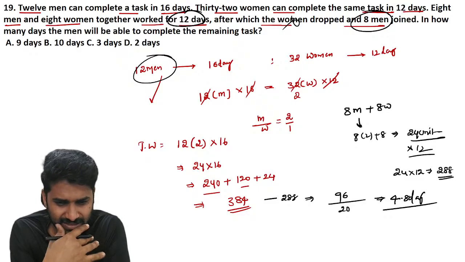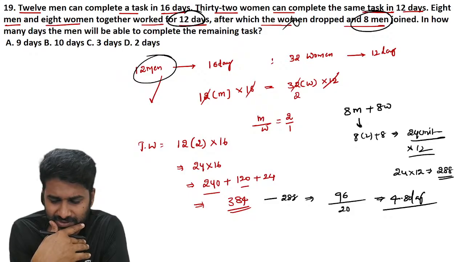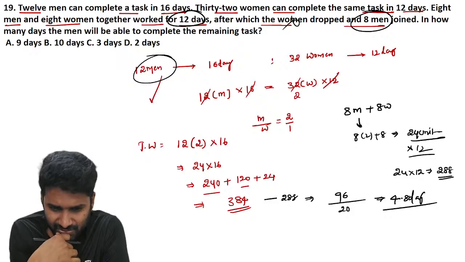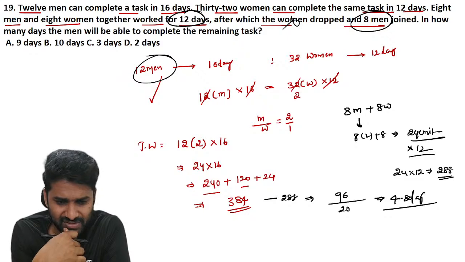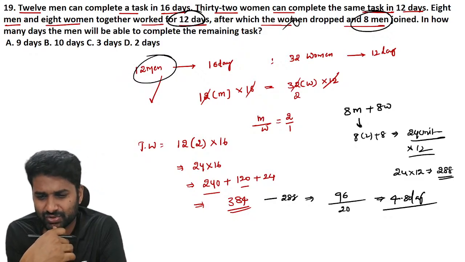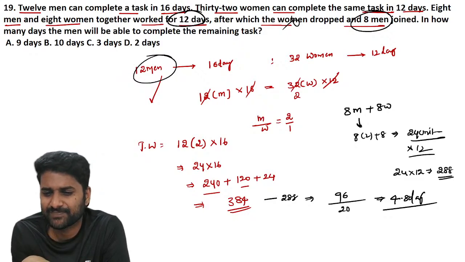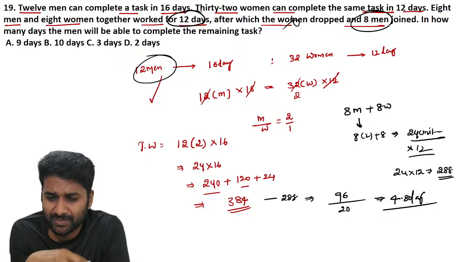Let me check with the calculation. I can't find the option. Did I make any mistake? 12 men, 16 days, 32 women, 12 days. So 12 into men into 16 is equal to 32 into women into 12. 12, 12 cancel, 16 into 2. Then men is 2 units, so women is 1 unit. Yes, you got the efficiency. So 32 into 12 is 320 plus 64, 384 is the total work.